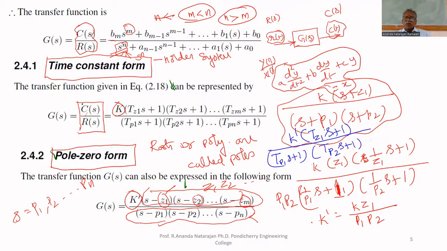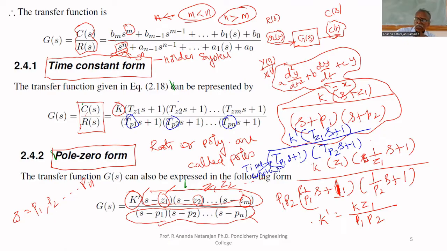So 1 by Z1 is equal to TZ1, 1 by P1 is equal to TP1, and 1 by P2 is equal to TP2. That's all. These TP1, TP2, up to TPN are called the time constants of the system. That's why this form is called the time constant form.